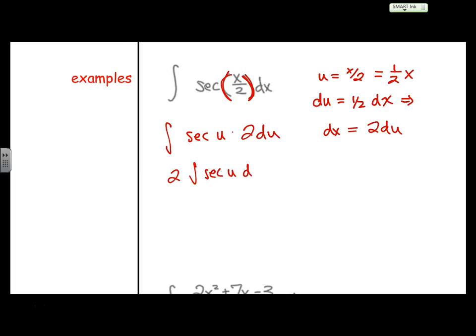Then we have to make sure we get that forever card memorized because we should be able to make the jump to the card, which is ln of absolute value secant u plus tangent u plus c.